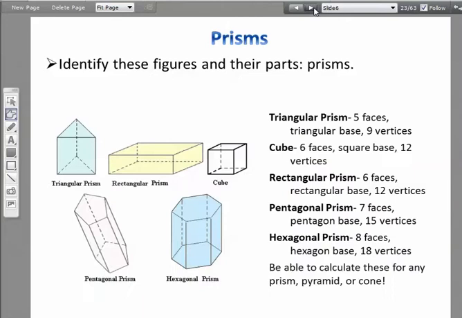Identify these figures and their parts. Okay. Triangular prism, 5 faces, triangular base, 9 vertices. And you've got to be able to figure that out just by looking at the pictures. But I go through and talk about these for each one of the different shaped prisms. Be able to calculate these for any prism, pyramid, or cone. I'm just giving you the prisms here as an example, but you need to be able to do it for any of the shapes. There is already a copy of these slides in doc sharing, so you can go through them slower than what I'm going through them in this recording.